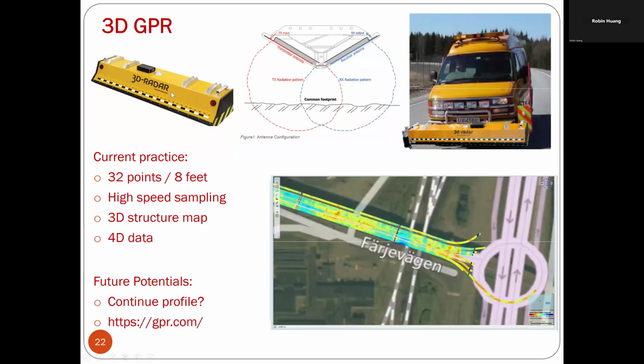The 3D GPR means that they put multiple sensors together. The 32 sensors cover 8 feet, and give you a picture-like result. This uses the same principle, but it looks like a picture. It gives you the detail of the full lane width and the ground structure.